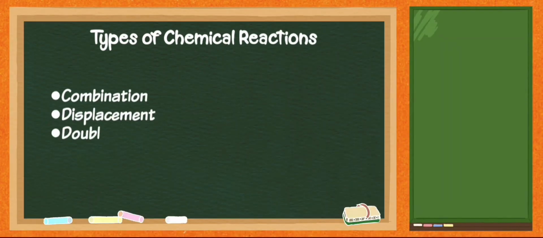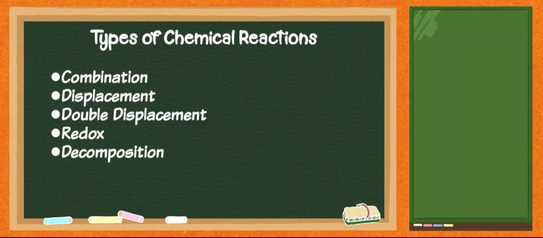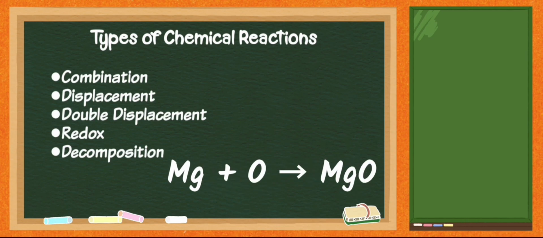There are 5 different types of chemical reactions: combination, displacement, double displacement, redox and decomposition. Combination reaction is the reaction where two reactants combine to form one single product. We can take the example of this as magnesium oxide, as it is formed by magnesium and oxygen.